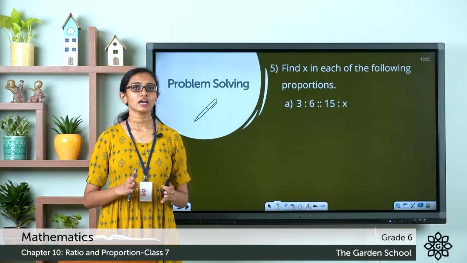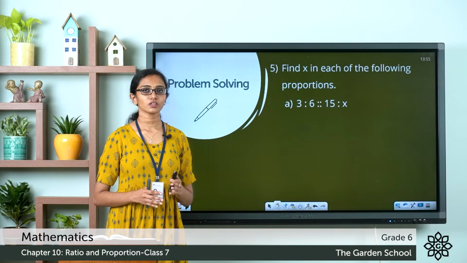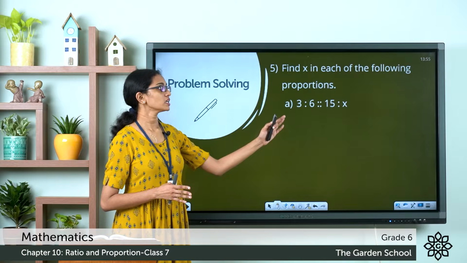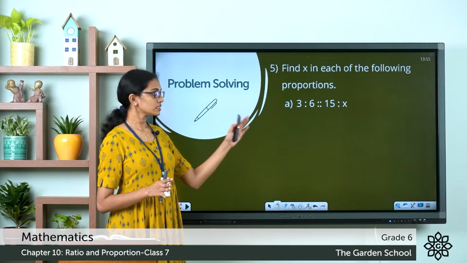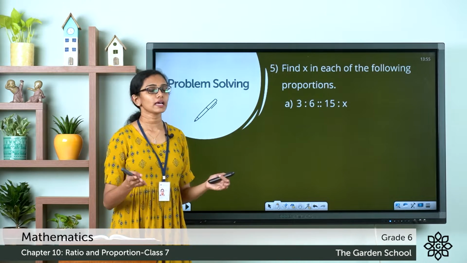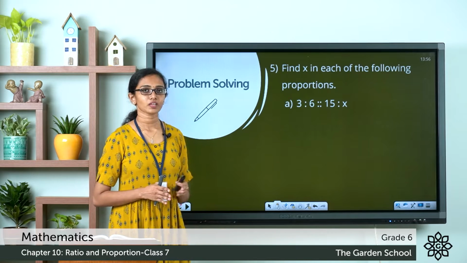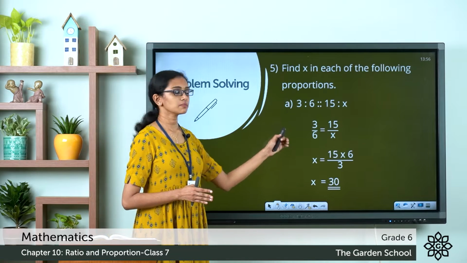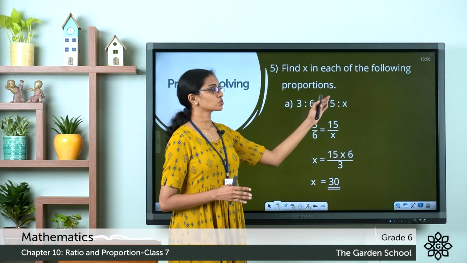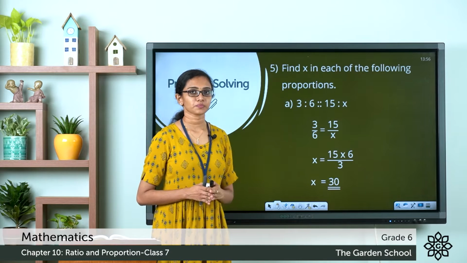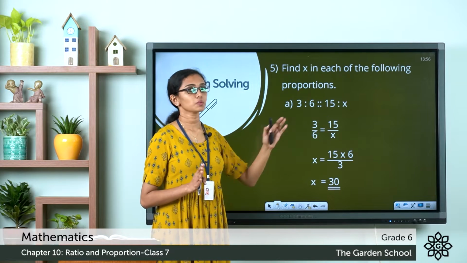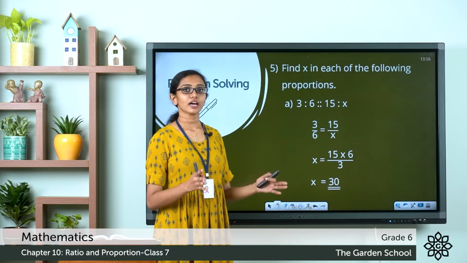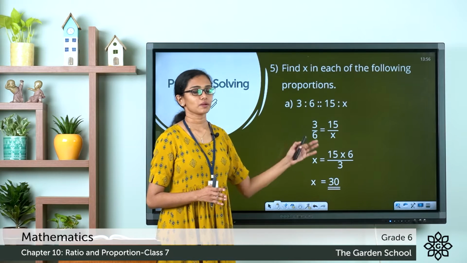As an example, I'll show you the first question here. The first statement of proportion is 3:6 is proportional to 15:x. From this statement, you have to find the value of x. Given this, let's write the corresponding fractions. 3:6 can be written as 3/6 and 15:x can be written as 15/x. So from this statement of proportion, we can write 3/6 is equal to 15/x. Now we can easily find x from this.